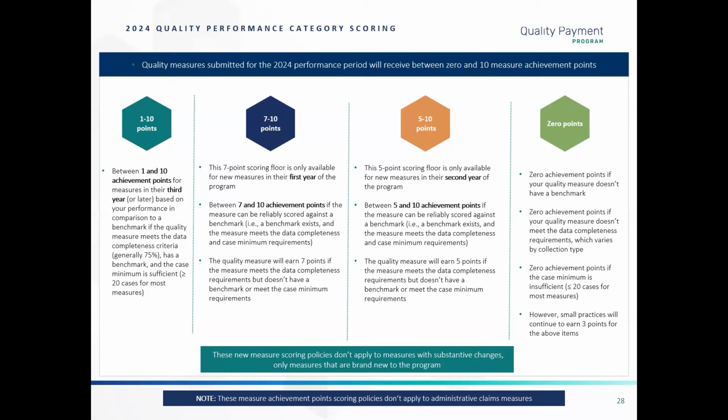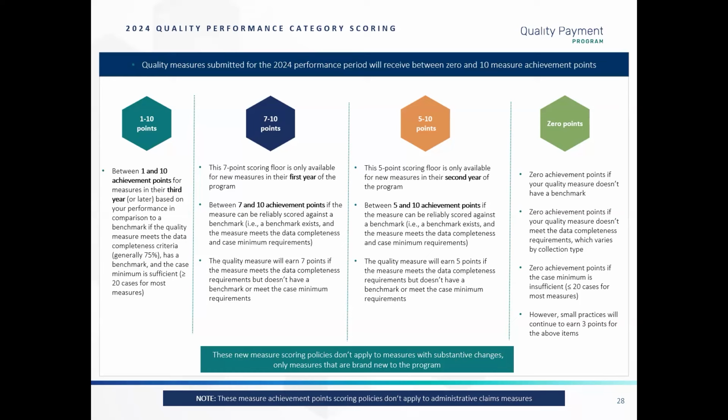So a measure that receives 0 points. 0 achievement points will be awarded if your quality measure doesn't have a benchmark. 0 achievement points will also be applied if your quality measure doesn't meet data completeness requirements, which varies by collection type. And I also just want to note that 0 achievement points will also be given if the case minimum requirement is not met.